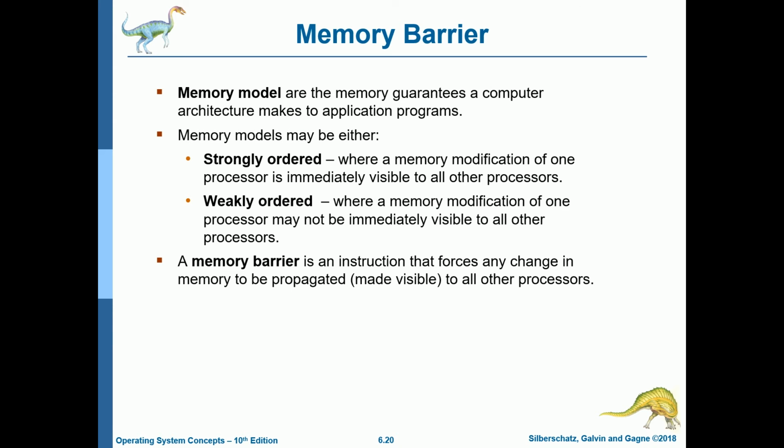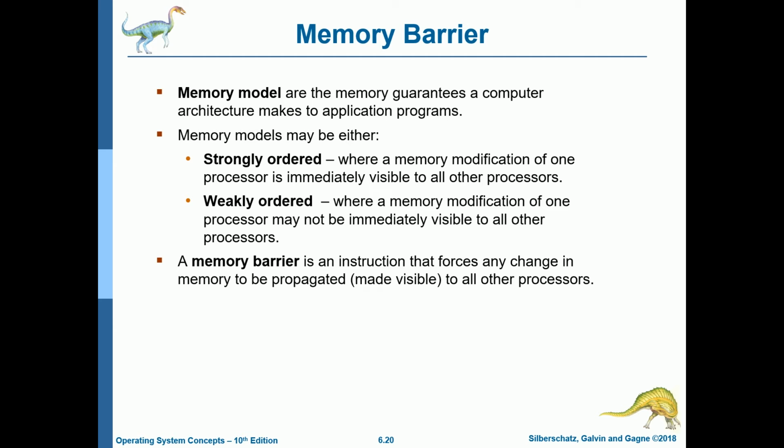Now, what we have described so far is a software-based solution to the critical section problem. However, software-based solutions are not guaranteed to work on modern computer architectures. So now we're going to take a look at hardware instructions that provide support for solving the critical section problem. Now, we have previously seen that the system may reorder instructions, a policy that can lead to unreliable data states. How a computer architecture determines what memory guarantees it will provide to an application program is known as a memory model.